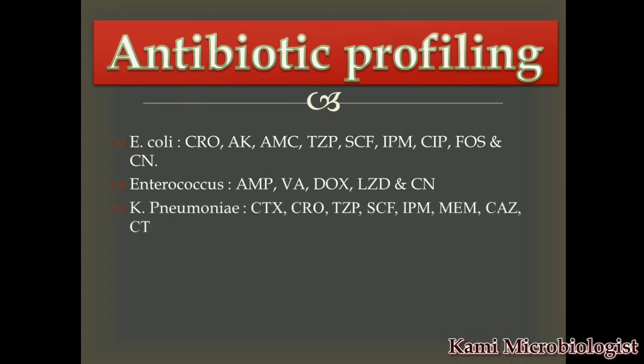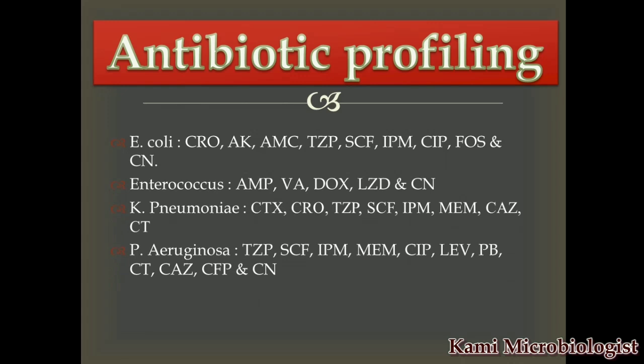Next, we have Klebsiella pneumonia. If you get Klebsiella pneumonia, you will use ceftriaxone, cefotaxime, tazobactam, sulbactam, imipenem, meropenem, ceftazidime and colistin. If Pseudomonas aeruginosa comes, then you must use tazobactam, sulbactam, imipenem, meropenem, ciprofloxacin, levofloxacin, polymyxin B, colistin, ceftazidime, this is actually cefazolin or cefmetazole. Okay, and next you will use gentamicin.